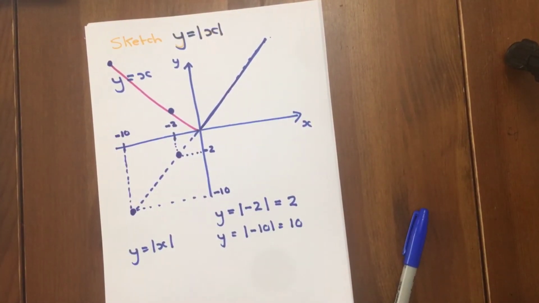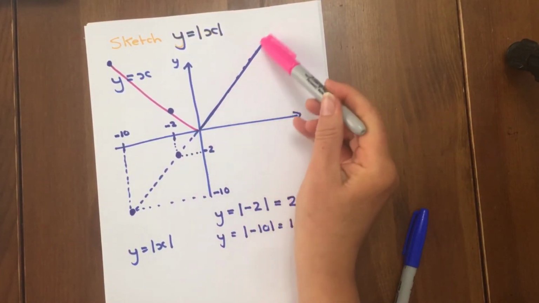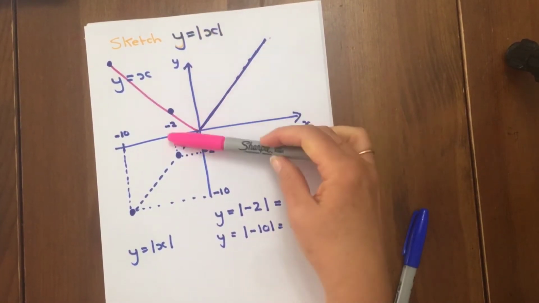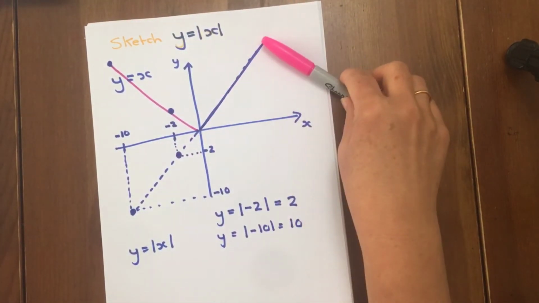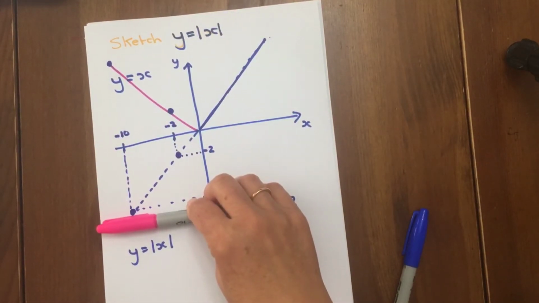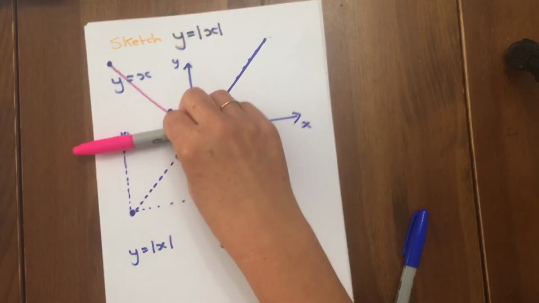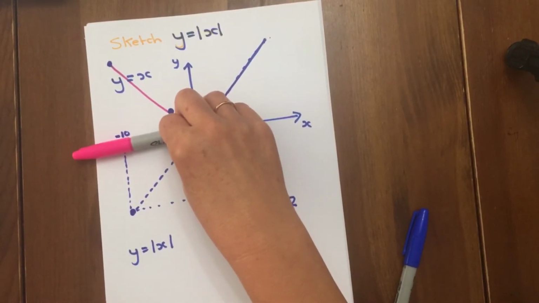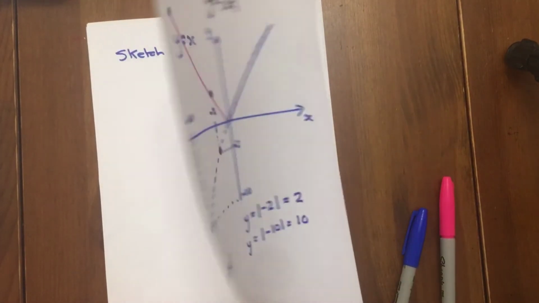So let's just recap that. All of my positive values for y, i.e. everything above the x-axis, will stay the same. And everything beneath the x-axis will reflect about the x-axis line, the line y equals 0. Okay, let's try another example of that.